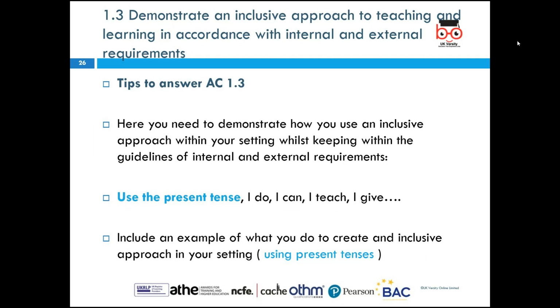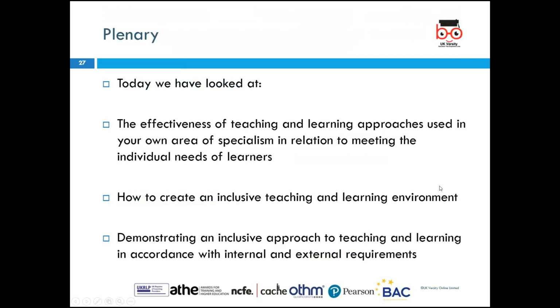Brilliant. So that was all we're going to talk about on this. So let's have a little recap on what we've looked at. We've looked at the effectiveness, I can't talk today, the effectiveness of teaching and learning approaches in your own specialism, so your primary school, and how you meet the needs of individual learners, how you create an inclusive teaching and learning environment, and then you're going to demonstrate, using present tenses, an inclusive approach to teaching and learning within the standards of internal and external requirements.